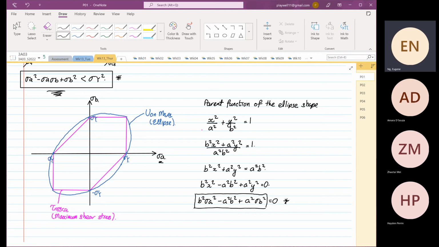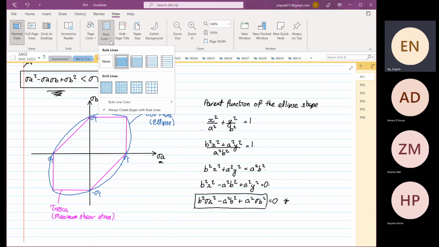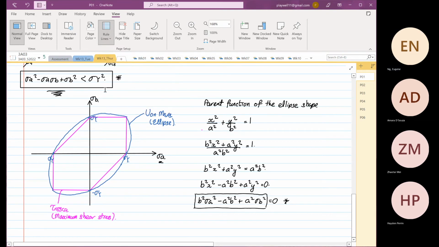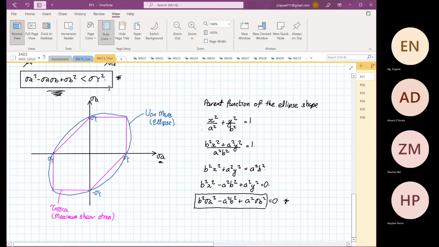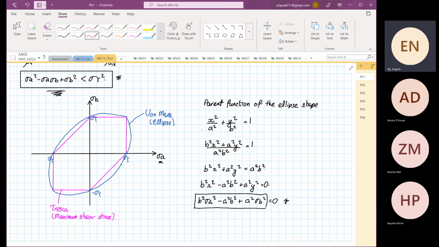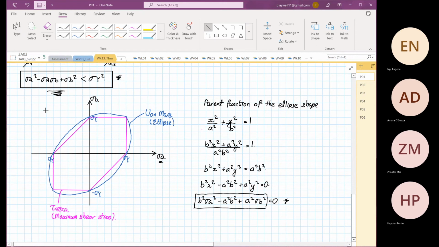Now, I would like to highlight 4 points, comparing Tresca and von Mises. Okay, so let me label the 4 points that we are going to look at. So I'm going to draw an exactly 45 degrees line. Okay. And we are going to look at point A.